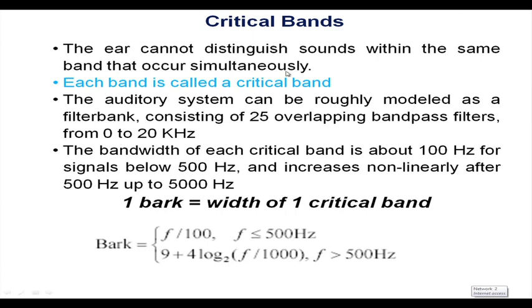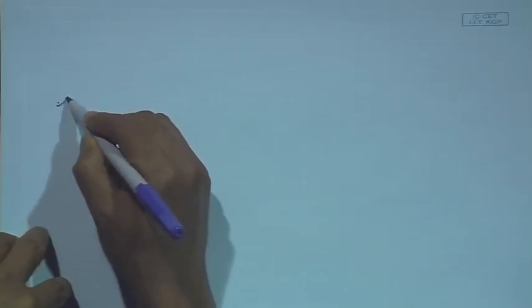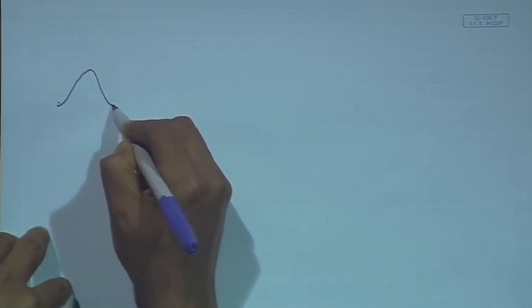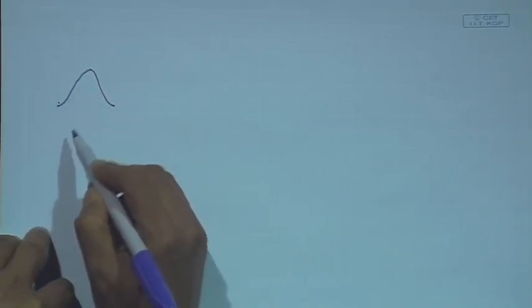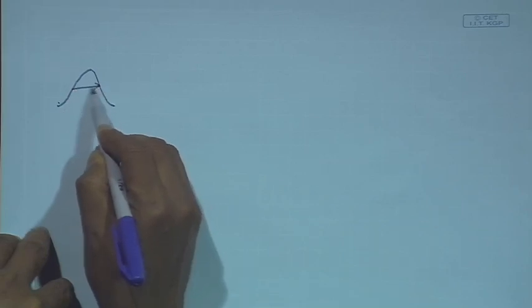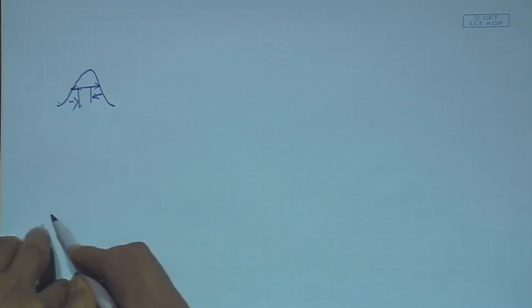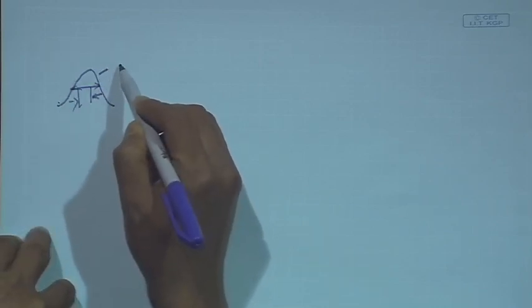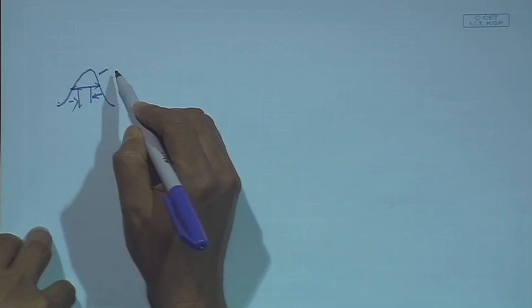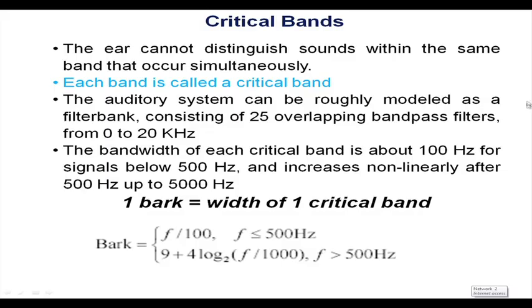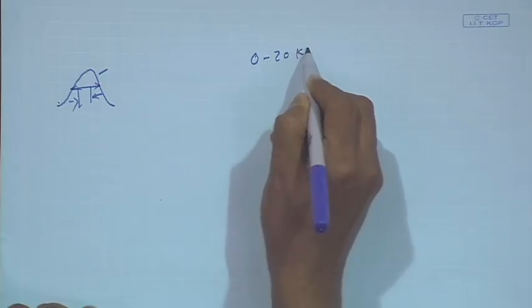Suppose along the basilar membrane in the cochlea, a particular band of frequency is perceived by one sensor. So, if two frequencies occur within this band, then I cannot distinguish the difference between them. So, this band is called the critical band. The auditory system can be roughly modeled as a filter bank consisting of 25 overlapping band pass filters, which varies from 0 to 20 kilohertz.